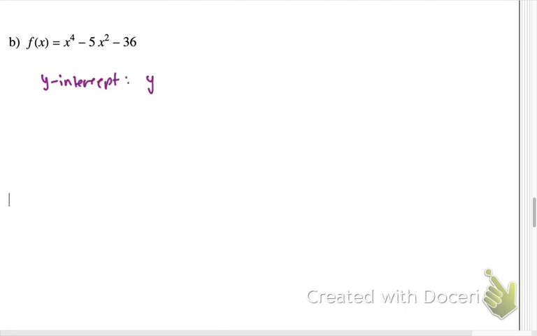And again, the y-intercept is the value of y when x is 0. So y equals f of 0. That's 0 to the 4th minus 5 times 0 squared minus 36. And the first two terms end up being 0. So we get an output value of -36, and that's our y-intercept.